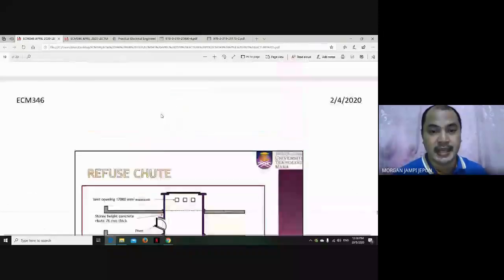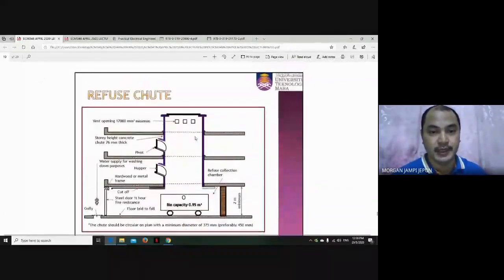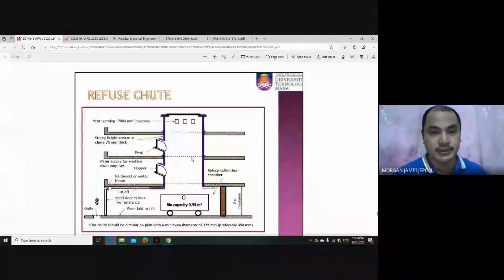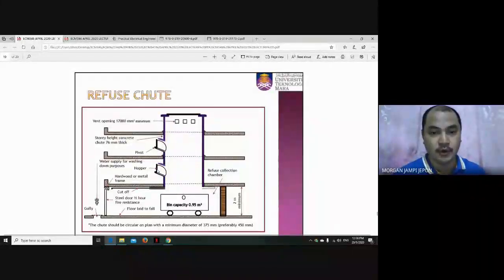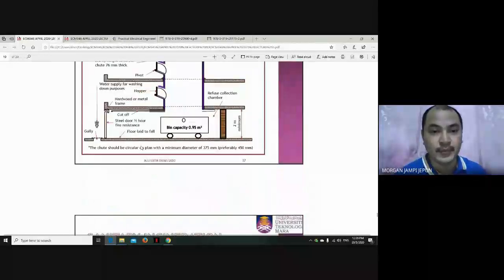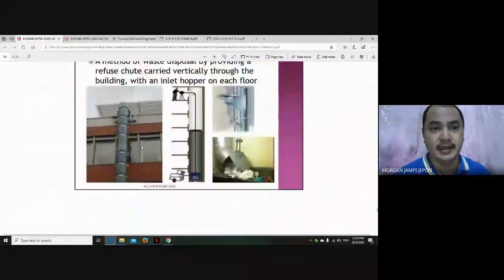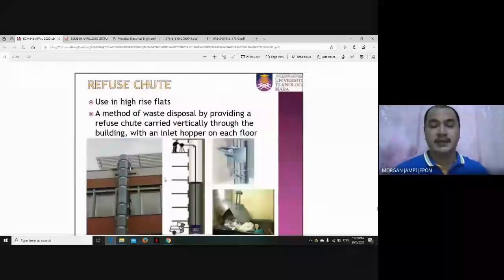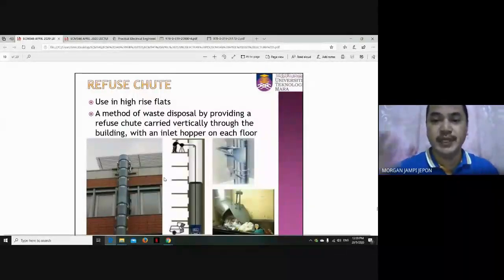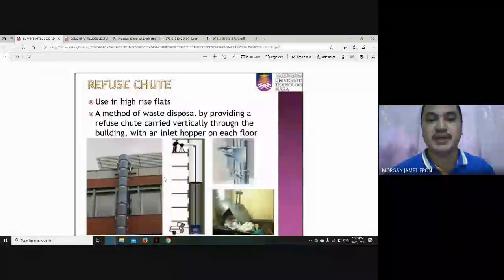So this is the diagram for the refuse chute. This is the pivot, and this is the hopper. When we open this hopper, we place the rubbish, then we let go of the rubbish so that it will fall down to the big dustbin on the ground floor. And Technocum is actually a refuse chute, but it combines several buildings into one collection chamber.